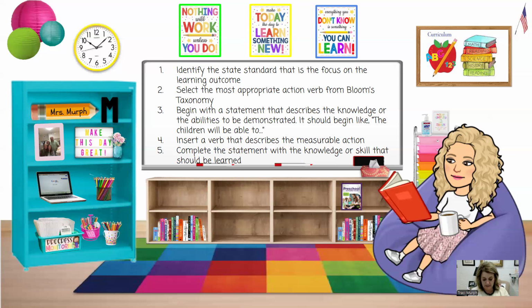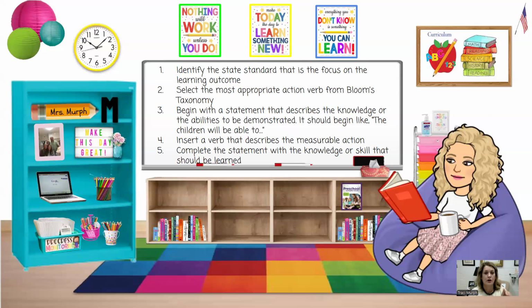So I'm going to possibly say that the children will be able to not rote count, excuse me. The children will be able to count using one-to-one correspondence. Okay. So I'm always going to begin with a statement that describes the knowledge or the abilities to be demonstrated.